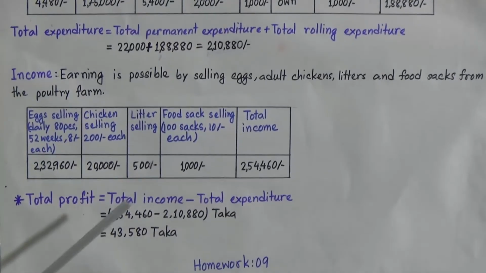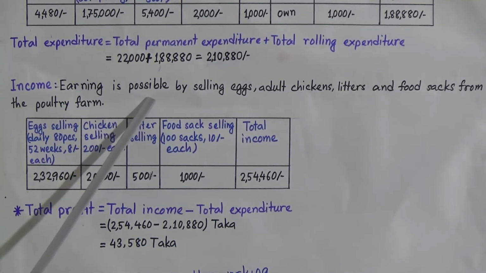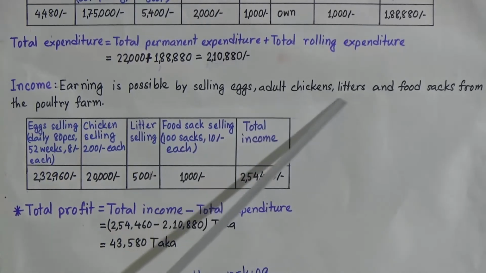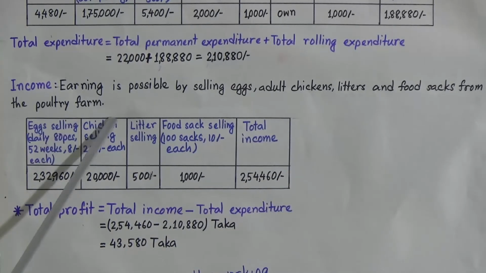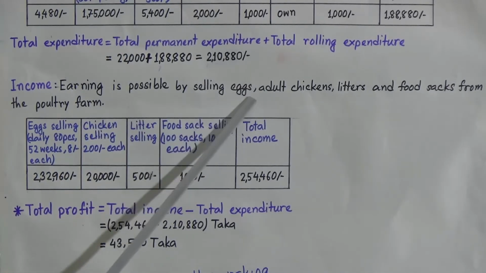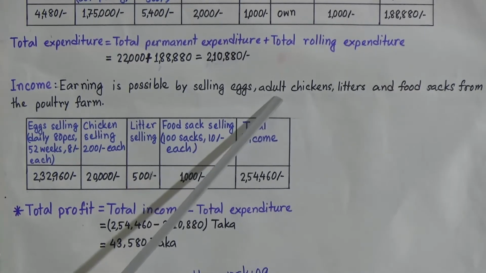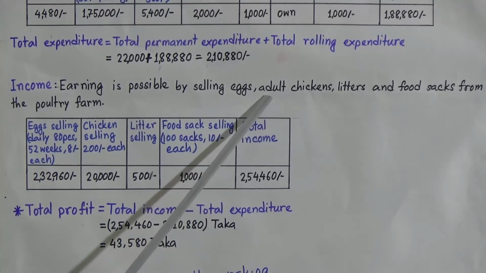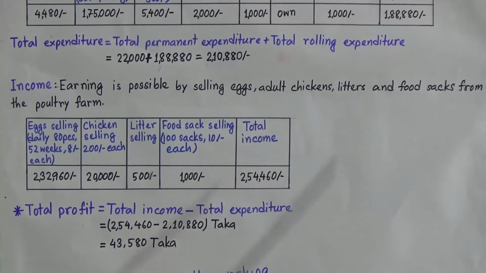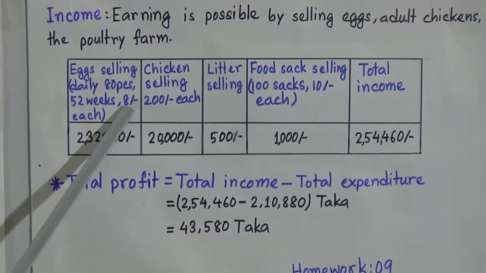Now we will find out the income, and it is possible by selling eggs, adult chickens, litter and food sacks from the poultry farm. We can sell adult chickens when they stop laying eggs. And now look, for egg selling, daily 80 pieces, 52 weeks, and each egg is 8 taka.